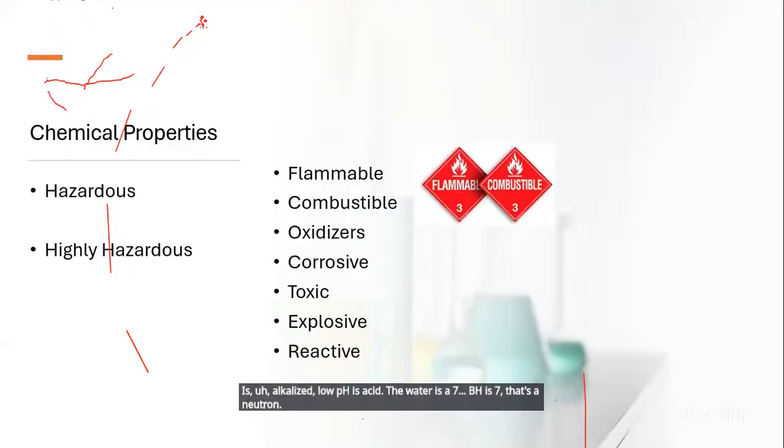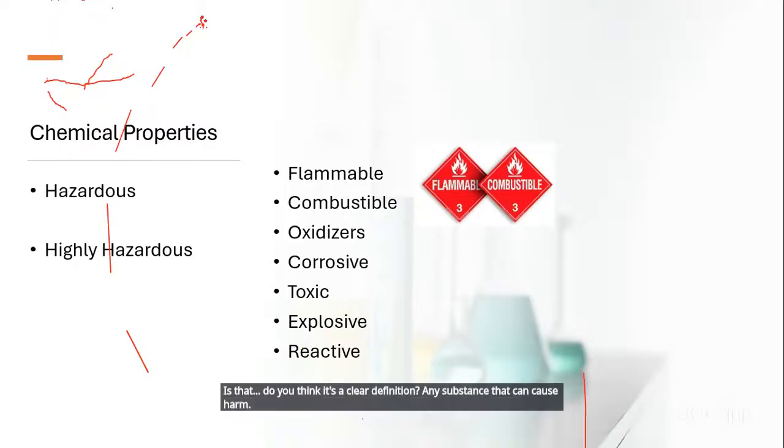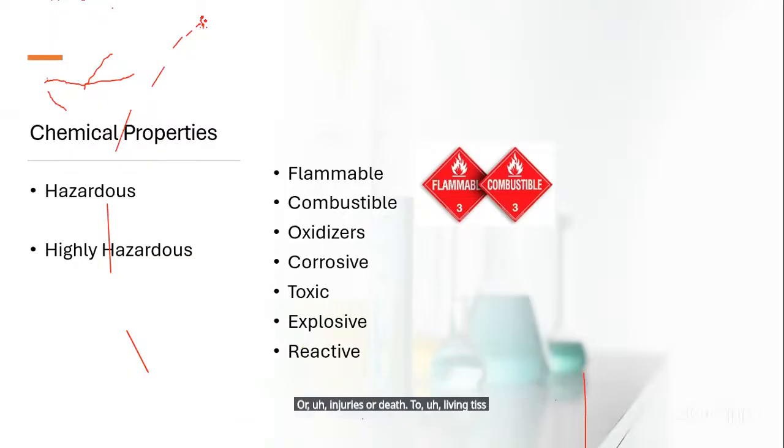Then we have the toxic chemicals. Toxic means poisonous. So what is the definition of toxic? We can say that if it can cause illness or death to a human or living tissue. Do you think that it's a clear definition? Any substance that can cause harm, injuries or death to living tissue or a living being, whether animals or others?